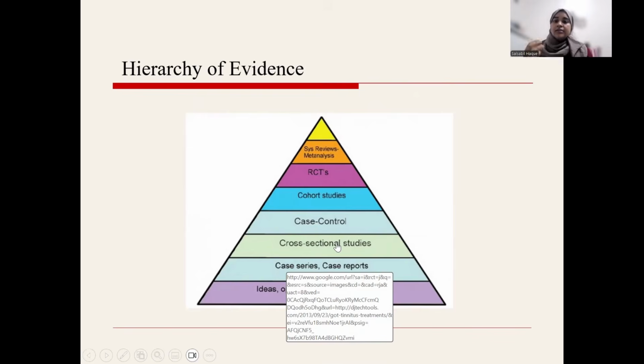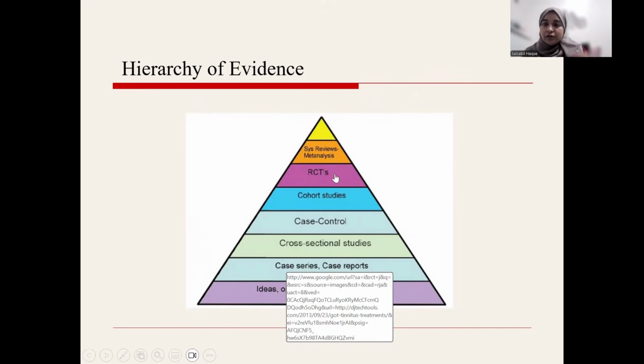Cross-sectional studies make an observation in a certain amount of time, at a certain point in time. Basically, it's a snapshot study. Then you have case control, which has a comparison between a case and a control, and you go back and see whether they have any differing exposures. Then you have the cohort studies, which are the opposite. You take two groups of people with different exposures, and you see whether they lead to a certain outcome that you're going to measure.